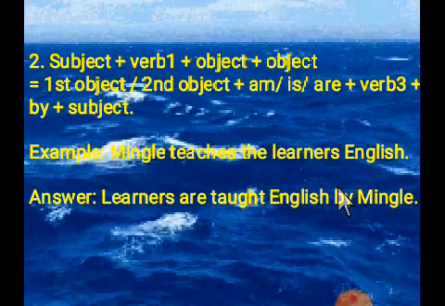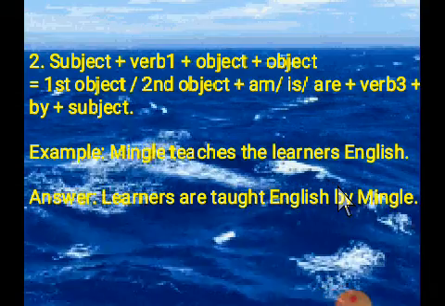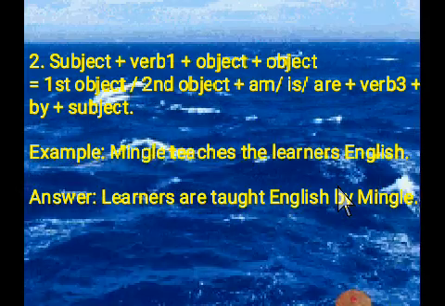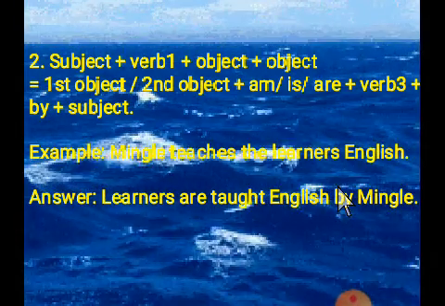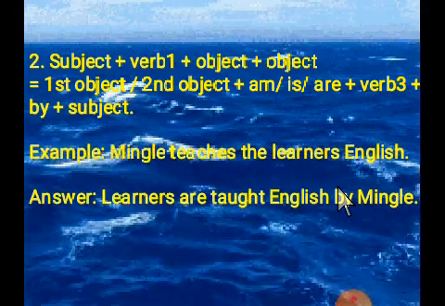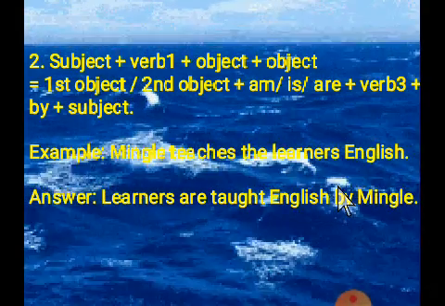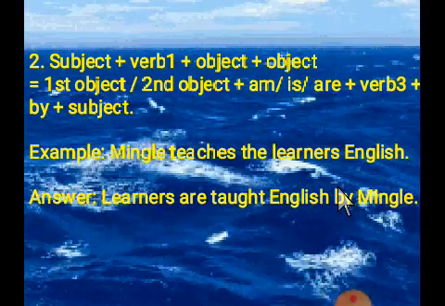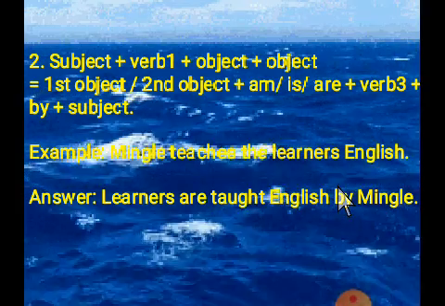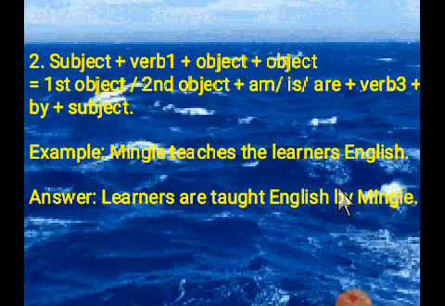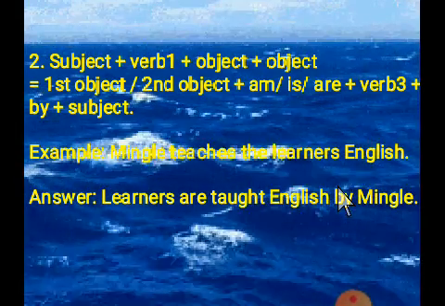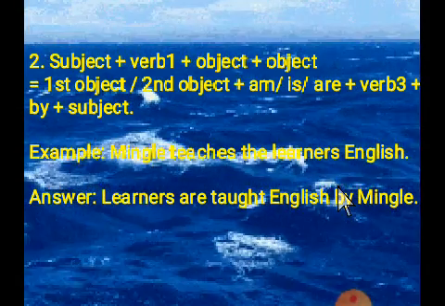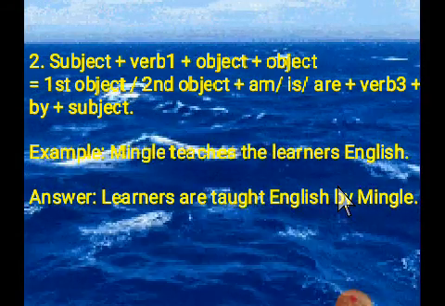Rule 2. Subject plus verb 1 plus object plus object. It means double object. If we follow, this is the active system, we have to use first object or second object plus am, is, are plus verb 3 plus by plus subject. Example: Mingle teaches the learners English. Answer: learners are taught English by Mingle.